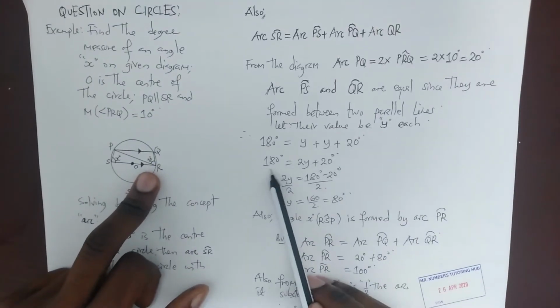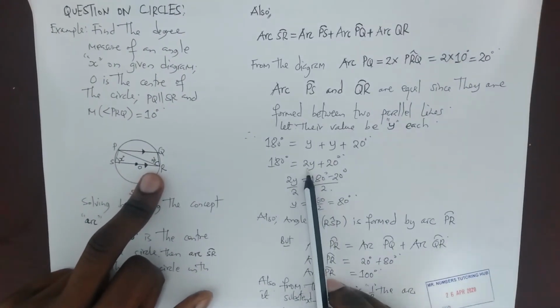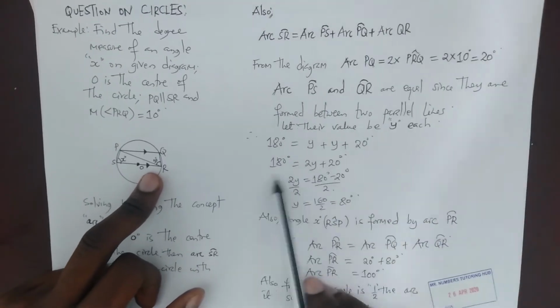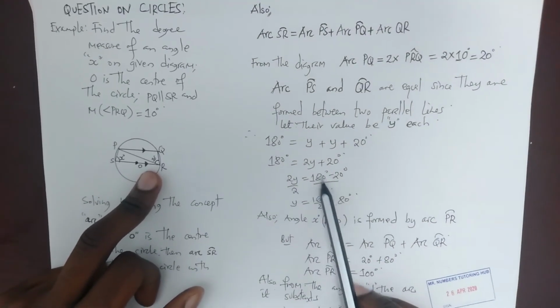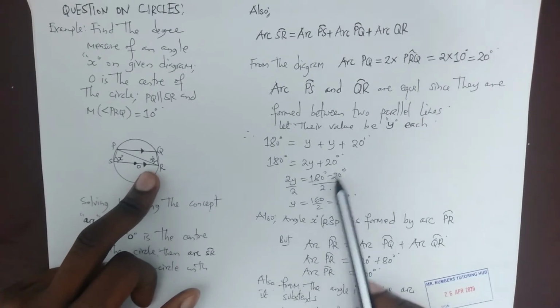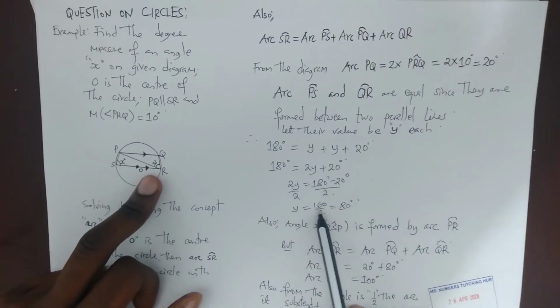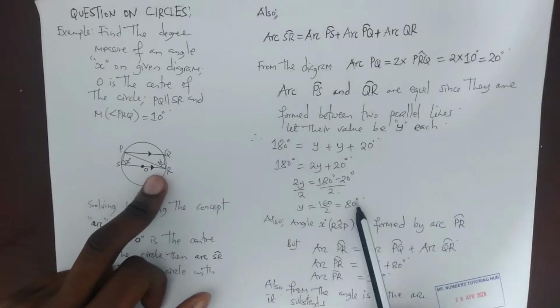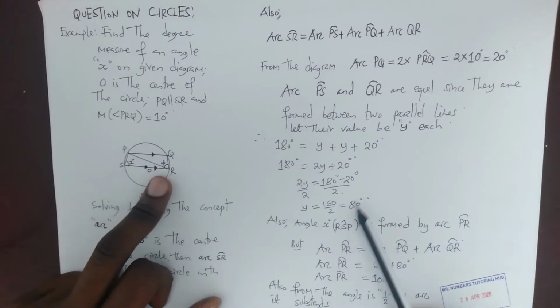After that, 180 equals y plus y, which is 2y, plus 20. You are solving for y. Therefore, 2y equals 180 minus 20, which equals 160. Then you divide by 2 to get the value of y. Therefore, the value of y is 80 degrees.